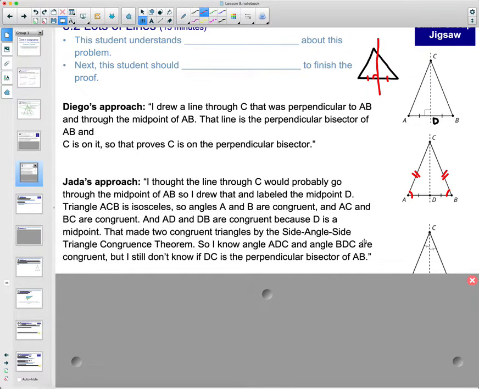So again, with this one, some feedback that you could give is it's good that you thought of side angle side because we've done that before, and that you show that you have two pairs of sides and one pair of angles to use.